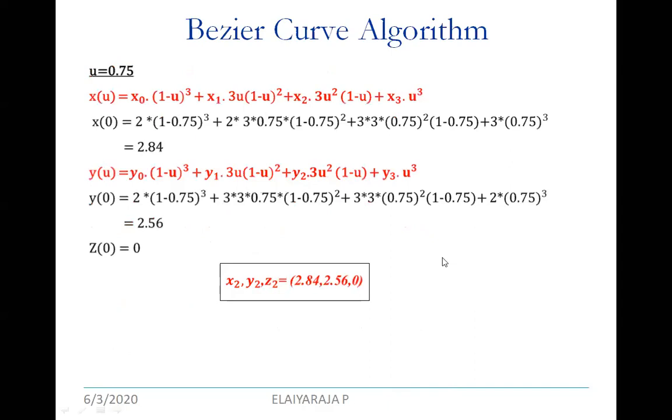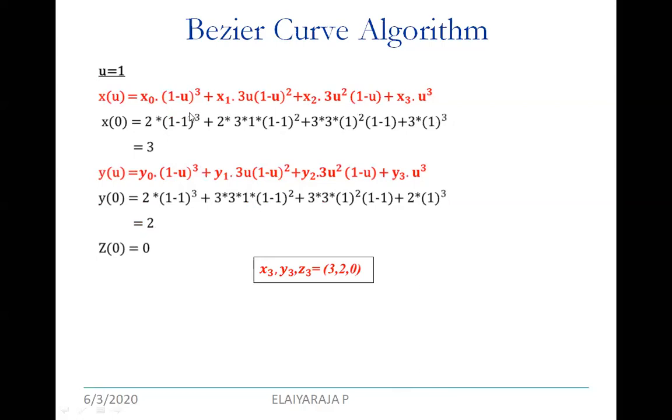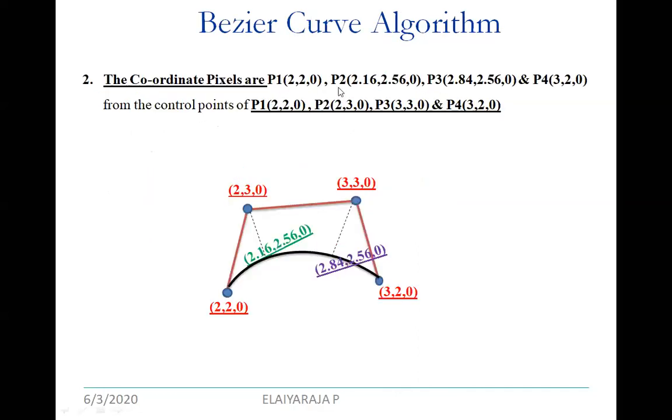And similarly, with respect to u equal to 0.75, you will get the x value as 2.84 and the y value as 2.56, right? And the final value, u equal to 1, at the terminating point, you will get 3, 2, 0. So from the control points 2, 2, 0 and 2, 3, 0, 3, 3, 0 and 3, 2, 0, you get the coordinate pixels.